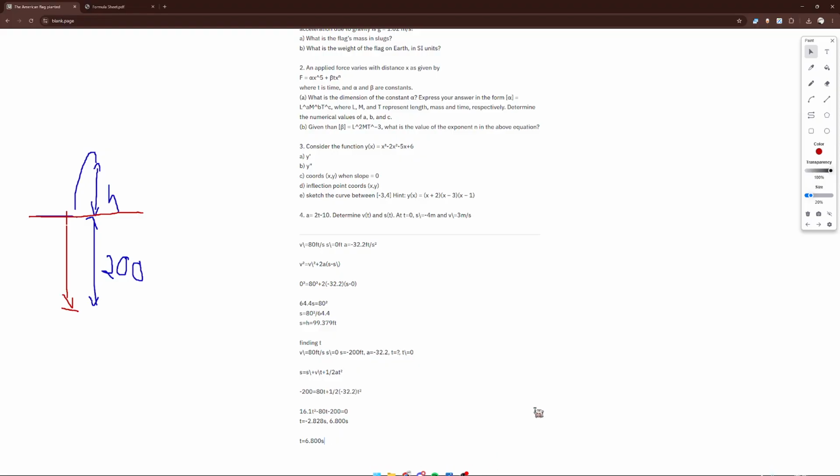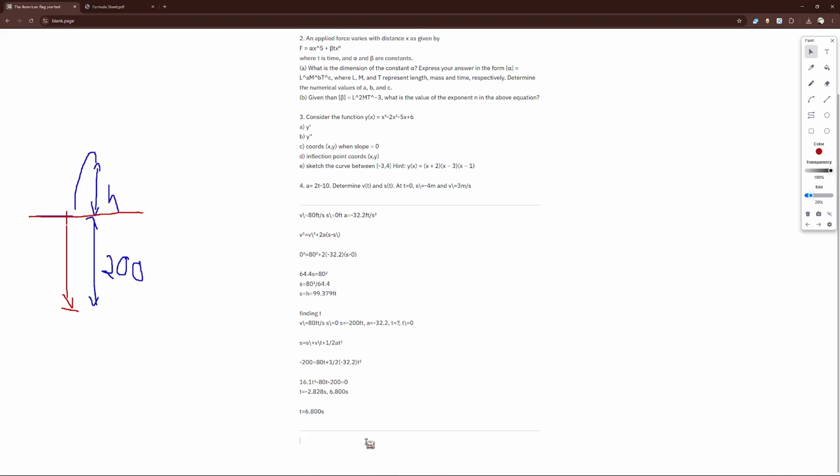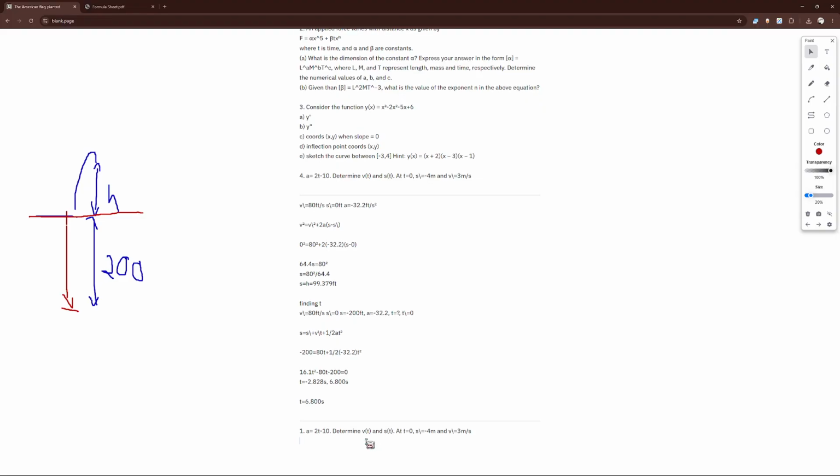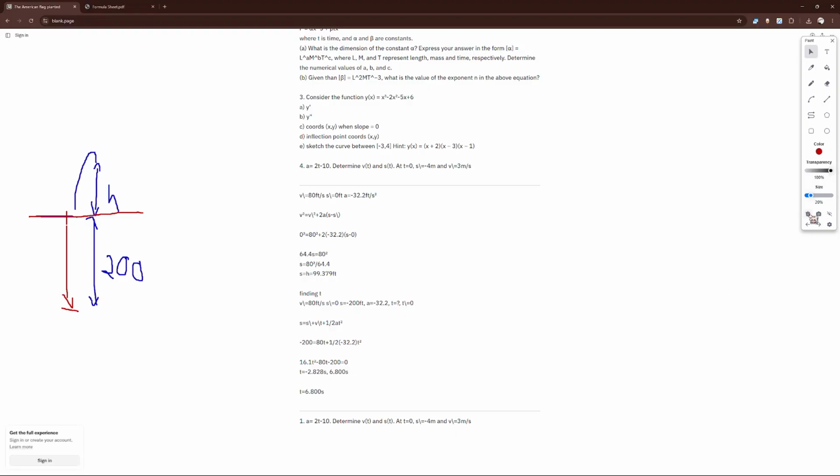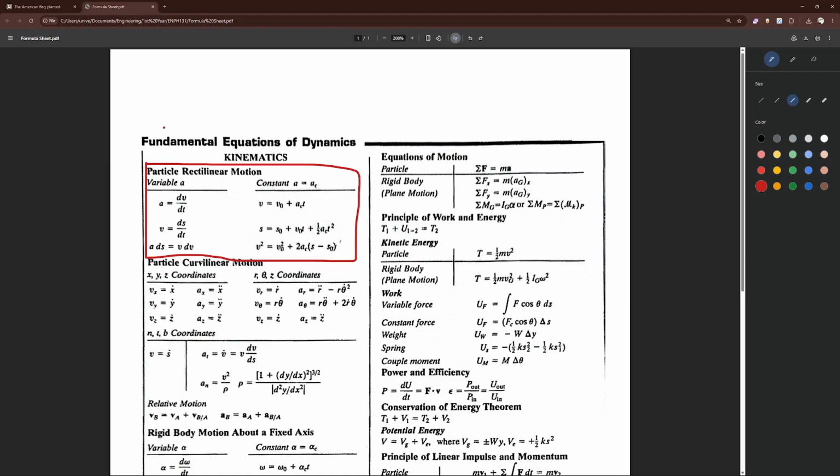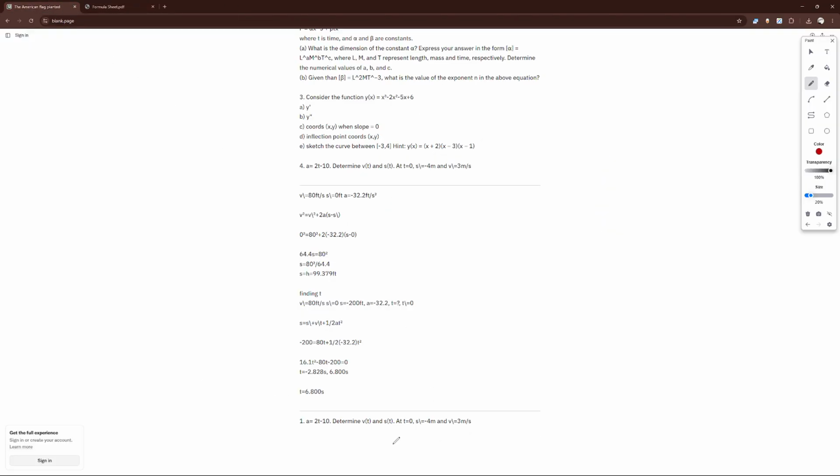We're going to be looking at this one, number 4. Okay, they can change the numbers, whatever. So we have acceleration as a function of time, and the function is 2t minus 10. We want to find v of t and s of t, and then we're given initial conditions at t equals 0. We have s naught equal to negative 4 meters, and v naught equal to 3 meters per second. So this is actually a really easy question. We're just going to be using these relations.